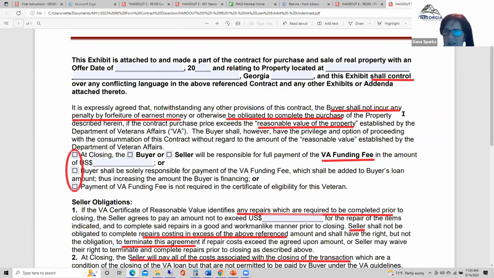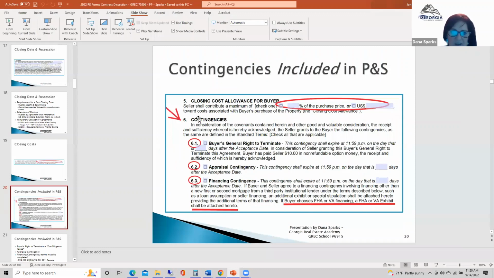All right. No, an amendment is not required. Well, the termination, you would have to terminate. Now, if the property appraises low, the buyer is getting an FHA or VA insured loan and wants to proceed, the buyer just has to bring additional cash to closing.